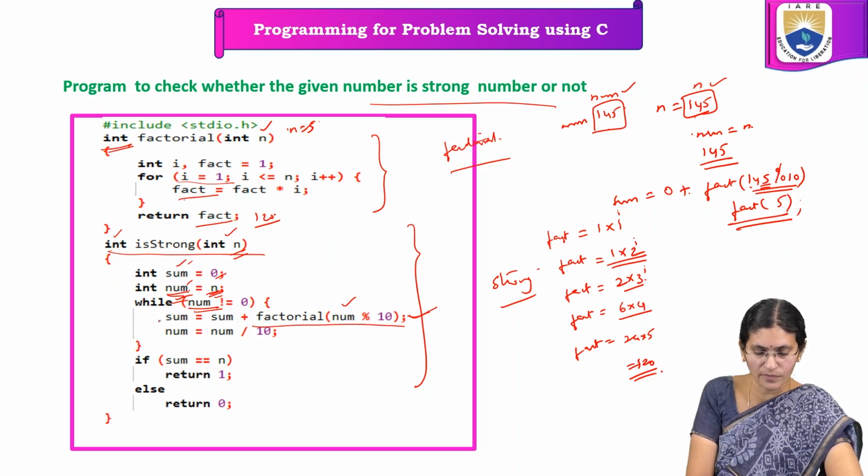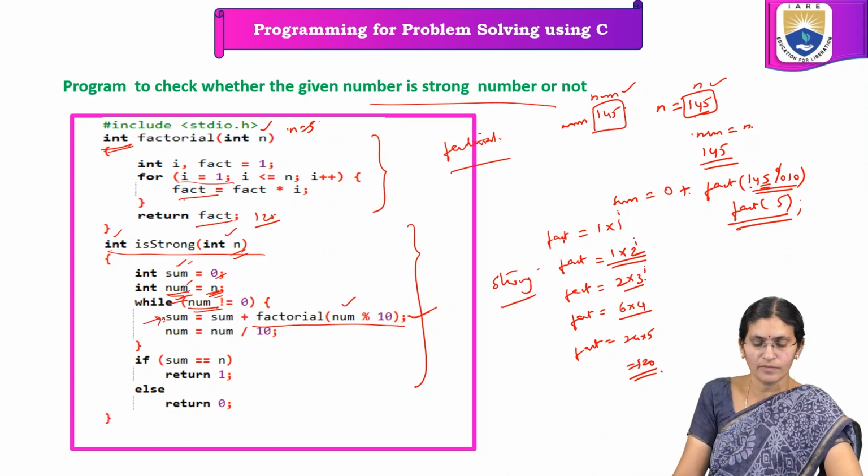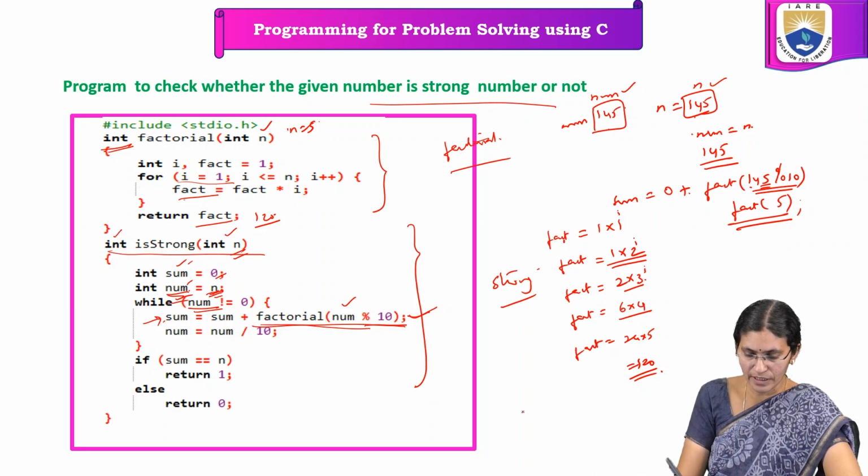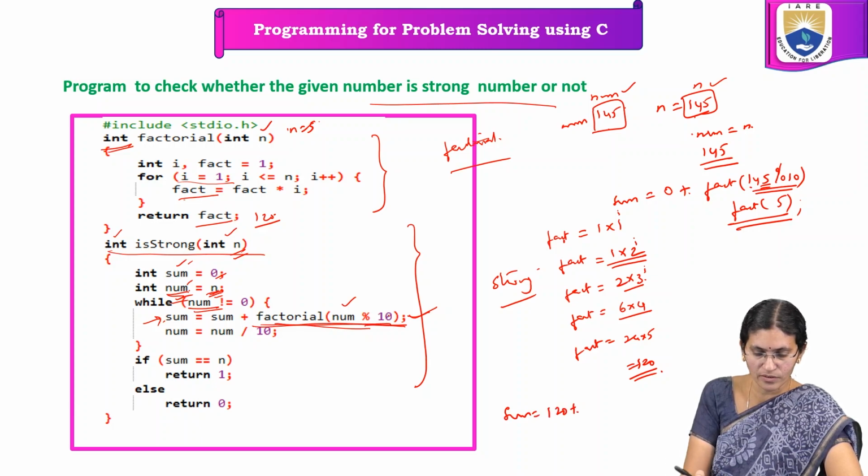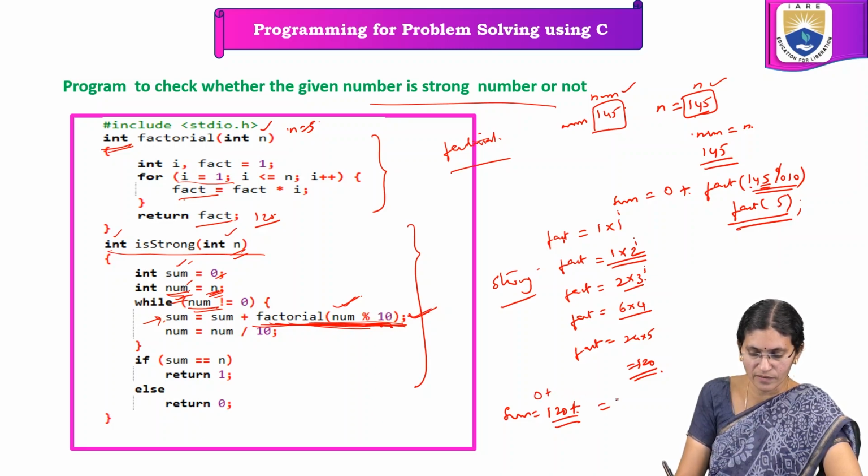Now again control is transferred back to where it left the function. So now the sum value is equal to 120. Because when we call this function, the output of this is 120, 0 plus 120 is equal to 120. So sum is equal to 120 now.